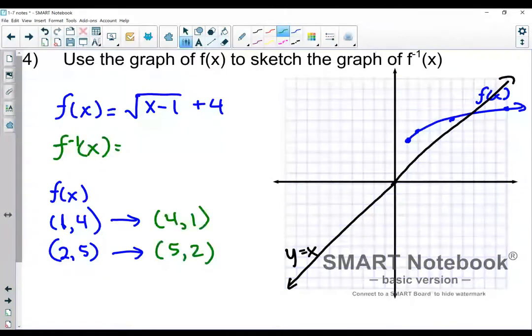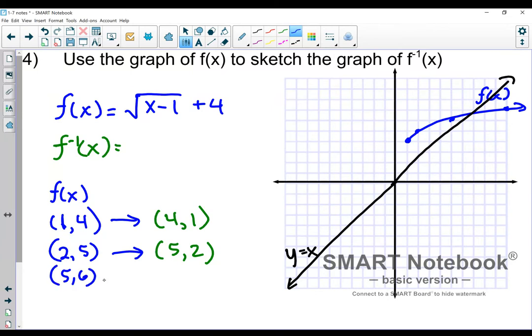And I think if I do one more, I'll probably have it. My last one is going to be 5, 6, so 5, 6 is going to now be 6, 5. And I don't really need to worry about what the equation is for that.